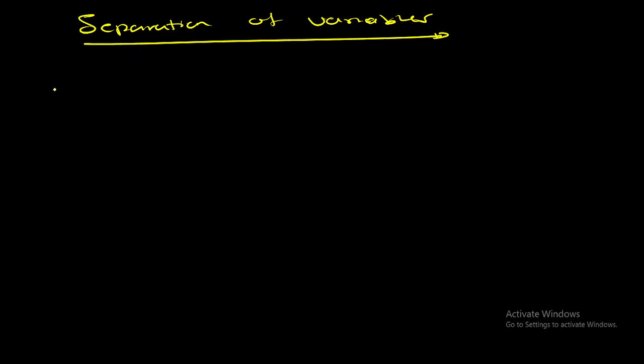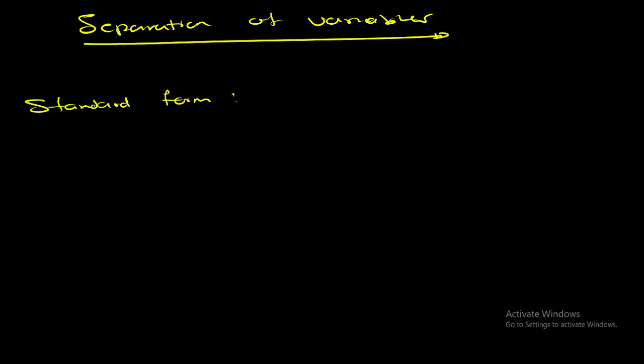So the second one, we have what we call separation of variables. So we're gonna get straight to the point. What do we need to know? We need to know the standard form and the method.